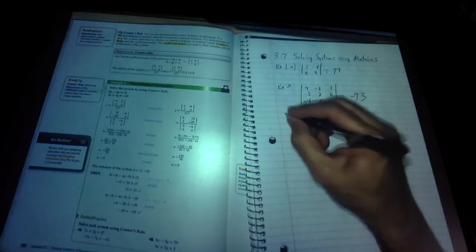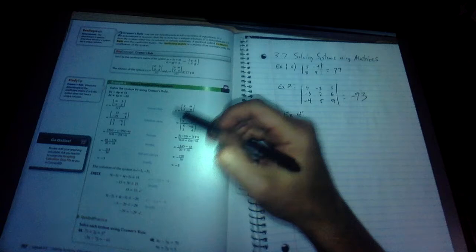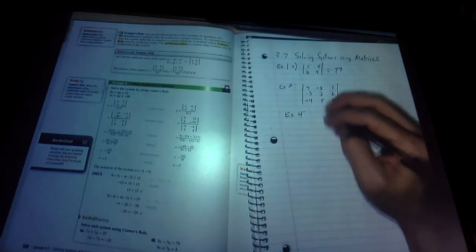All right, so how are we going to use the calculator to solve? Let's keep flipping in 3-7, all right? And we're going to go to example 4 on page 192. Again, I'm going to teach you how to solve systems using matrix operations. I'm not teaching you how to do Cramer's Rule. All right, so here's what we got.